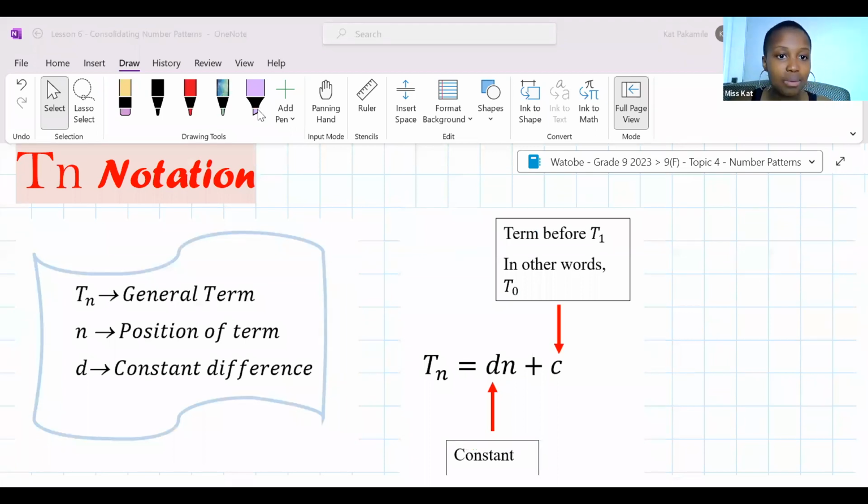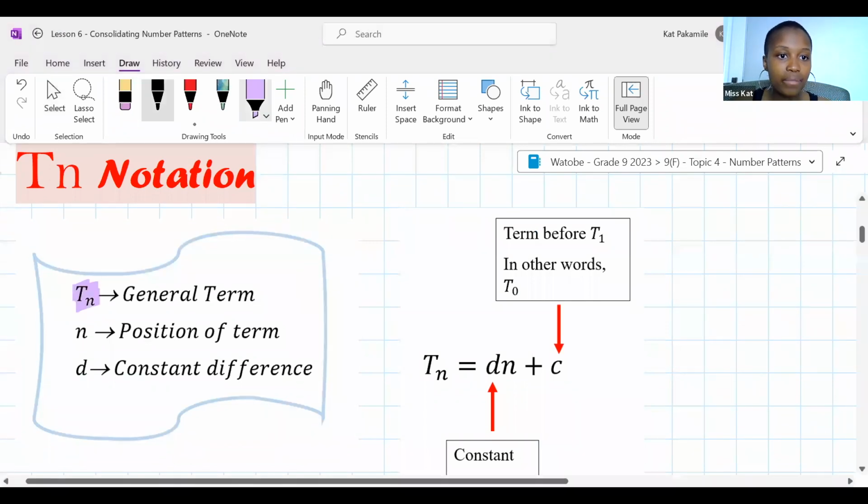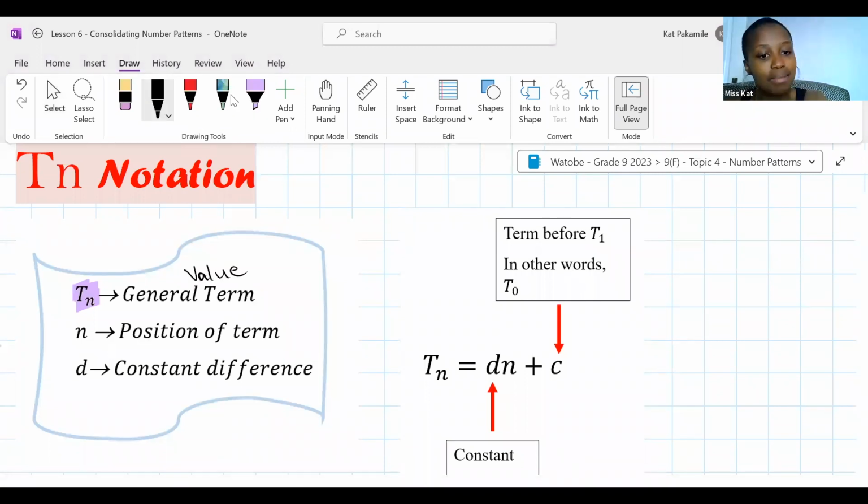As we had said, TN is a general term or the value of the term. So this is the value, and I don't know why my handwriting is going sideways. Oh, it's probably because my tablet is sideways.